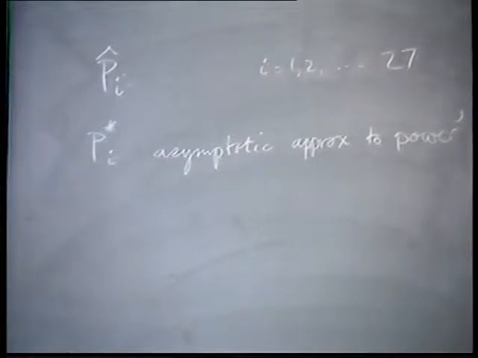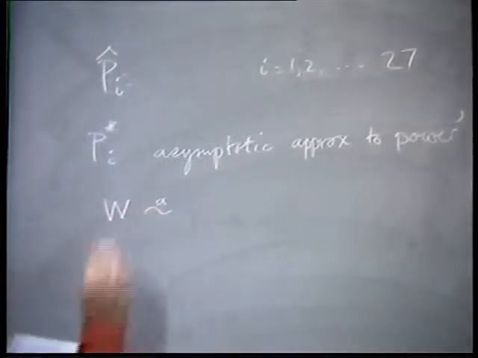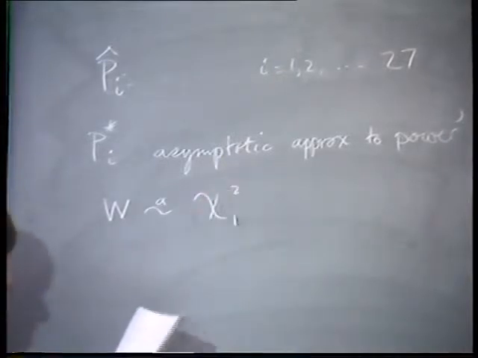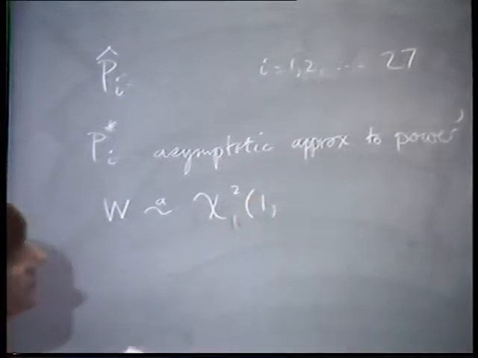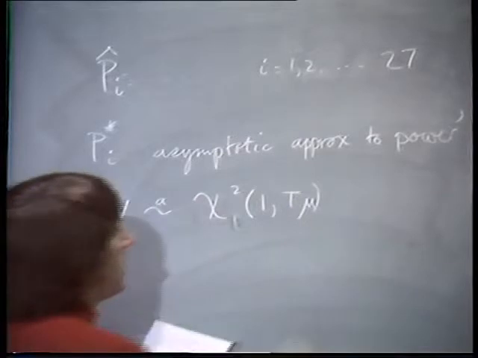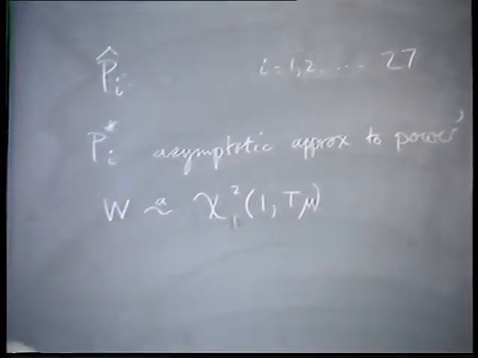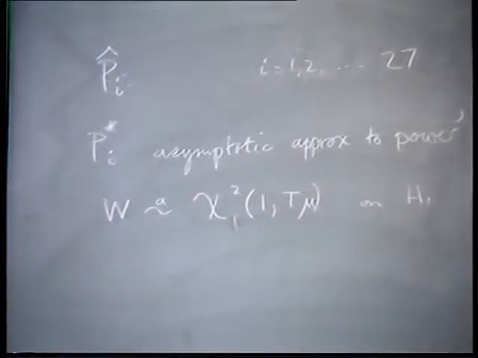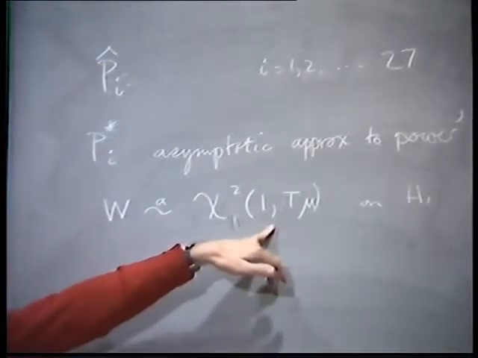And that was arrived at in the following way. Notice that the test statistic W is asymptotically distributed as a chi-squared with 1 degree of freedom and non-centrality parameter T times mu on the alternative. So that we could evaluate this power on the alternative if we're prepared to use non-central chi-squared distributions.